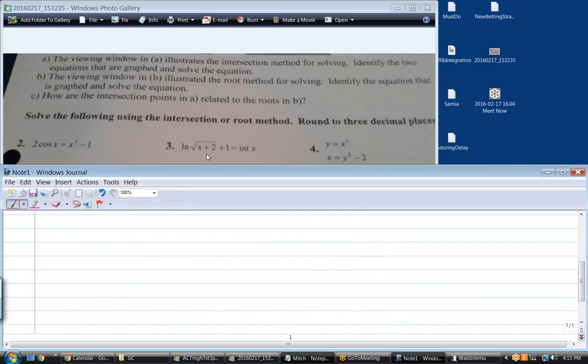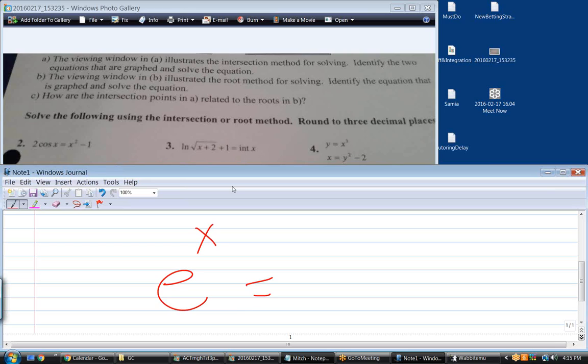For question number 3, natural log of the quantity x plus 2, plus 1, equals the integer function of x. This is another problem where I'm relating two different kinds of functions. This is a natural log function, which is similar to an exponential. In other words, that's similar to e to the x.